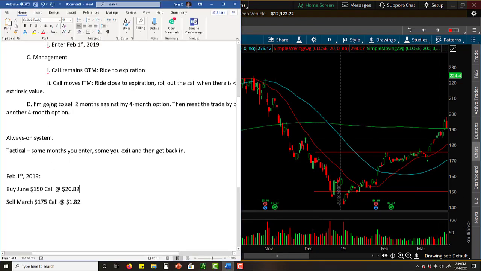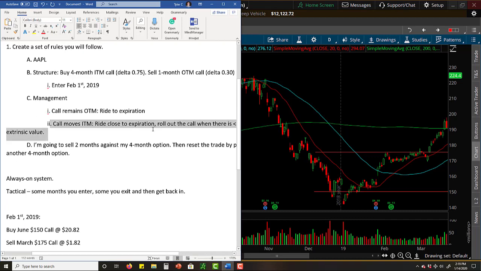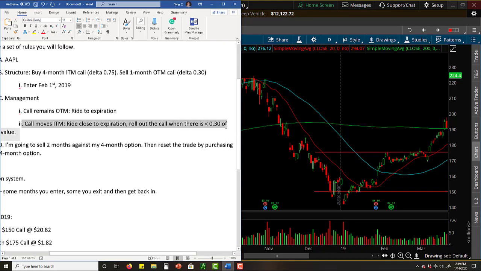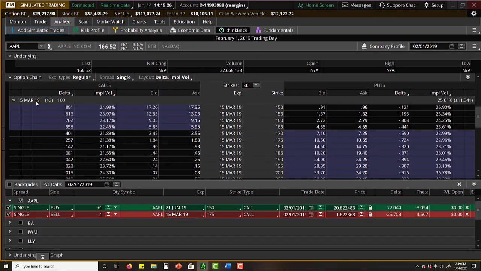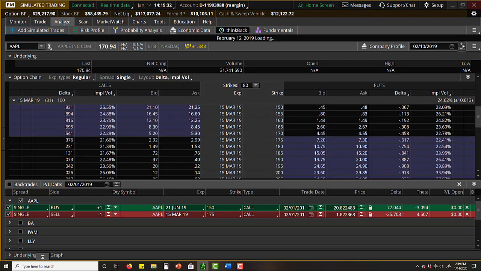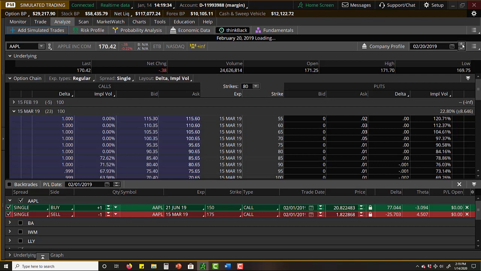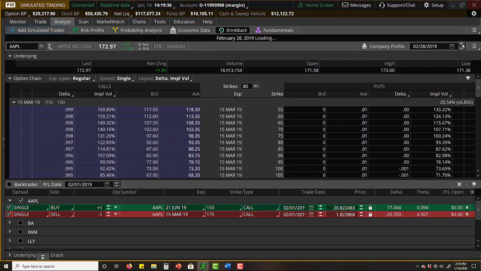My rule, if the call went in the money, was to ride close to expiration and roll out when there was less than 30 cents of time value. So I need to go monitor the option chain, take this closer to March expiration. You can change the date here and move this forward to March expiration. It was about the beginning of March when this thing went in the money.